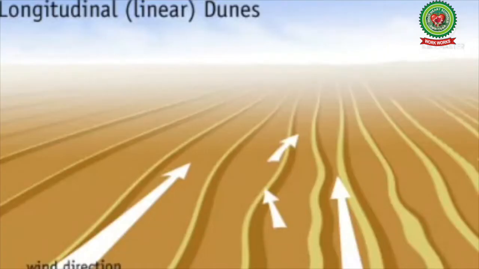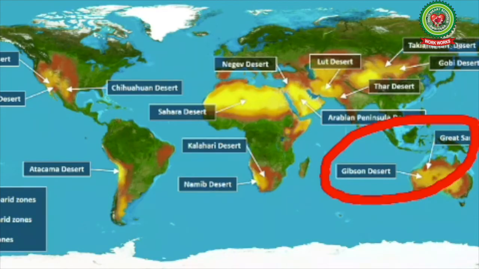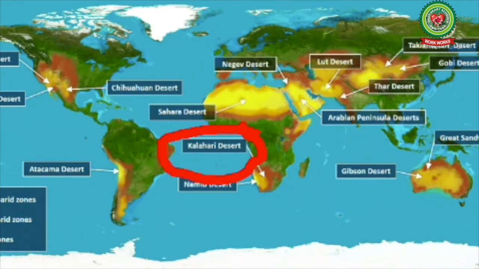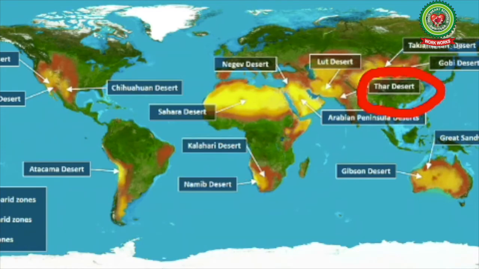The second type of sand dune is called seif dune, which is also known as longitudinal dune. In this type of sand dunes, long ridges of sand parallel to the prevailing wind are formed. These types of dunes extend for hundreds of kilometers in length with an average width of about 1 kilometer. These are mostly found in the Australian, Libyan, the Sahara, Kalahari and Thar Desert.